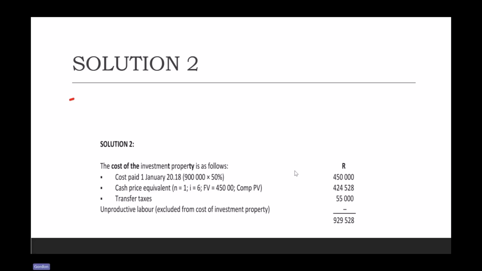Because then it tells us that you know what you are doing. Okay, then transfer taxes, 55,000. They told us in the question that transfer taxes is 55,000. For me to calculate the cost, I need to include all the costs that I incurred to bring the asset into its current condition, right? Unproductive labor is unproductive labor.